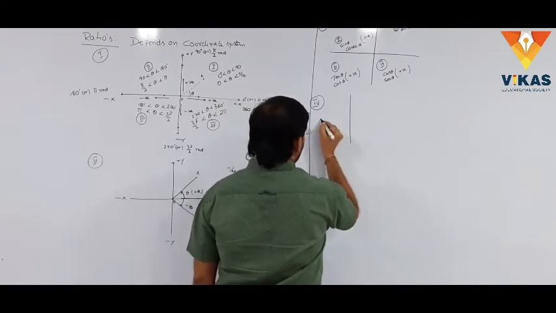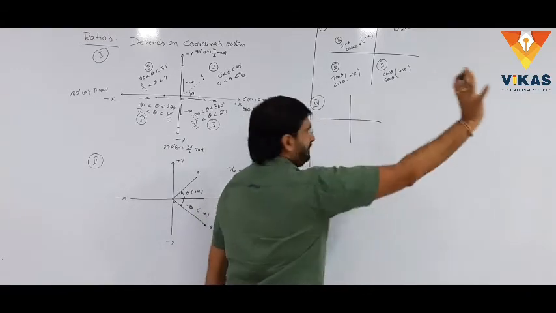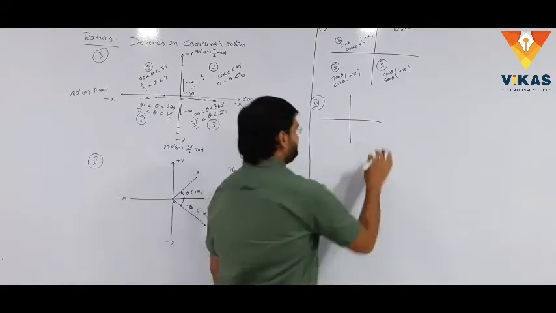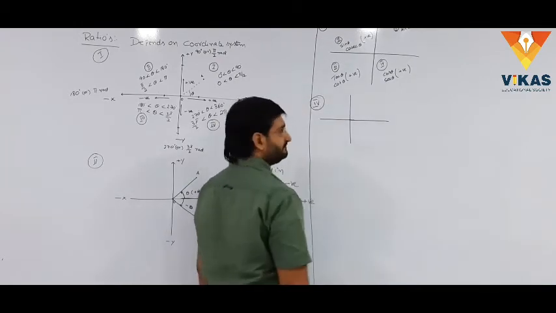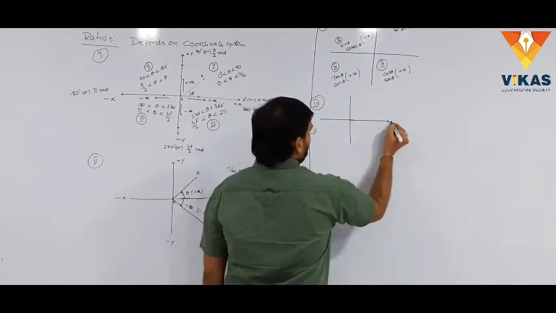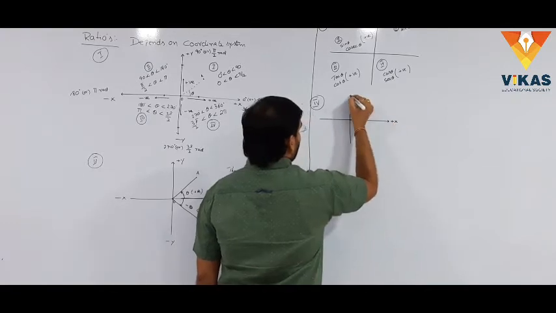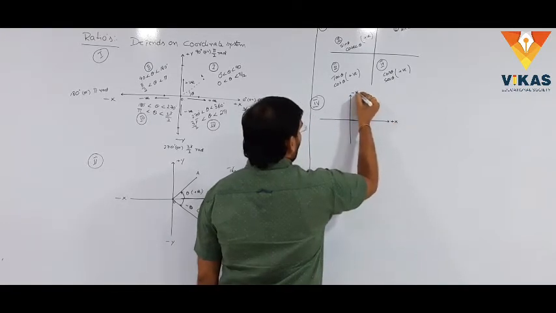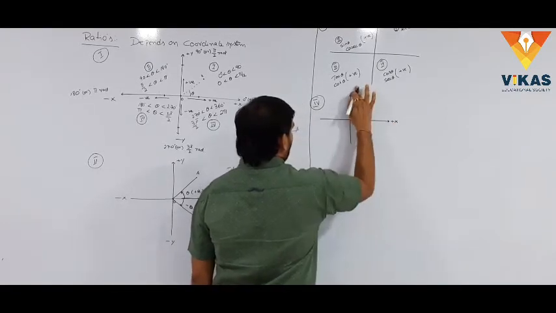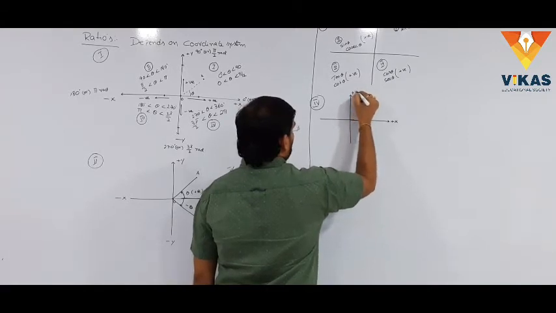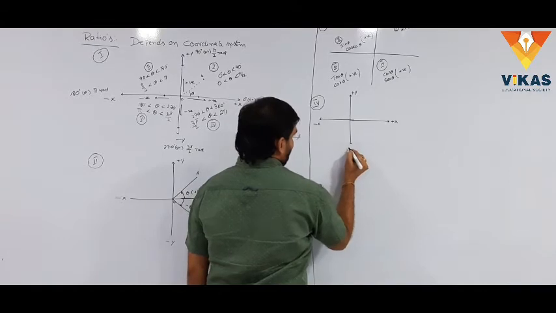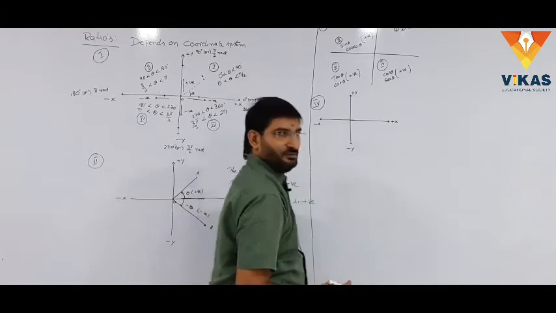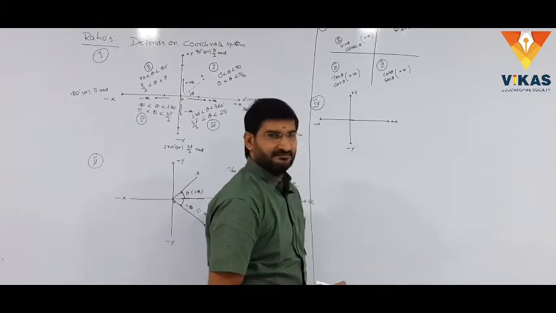Simply we take the coordinate system, right? Like this. This is the positive x-axis, this is the negative x-axis, sorry, positive y-axis, this is the negative x-axis and this is the negative y-axis, right?